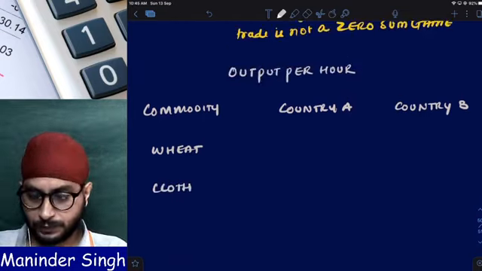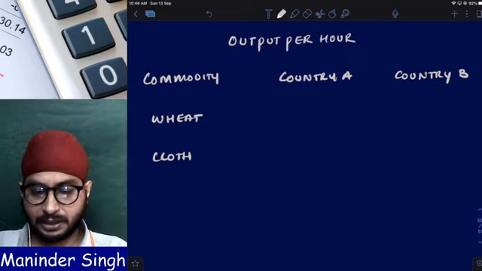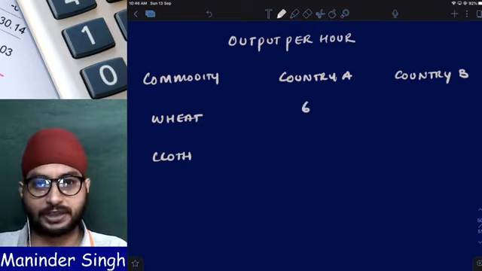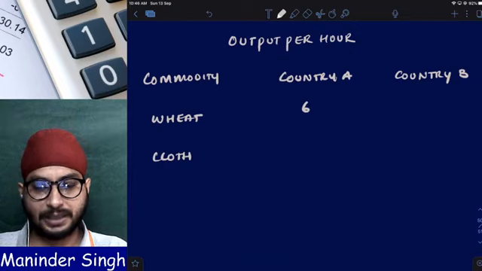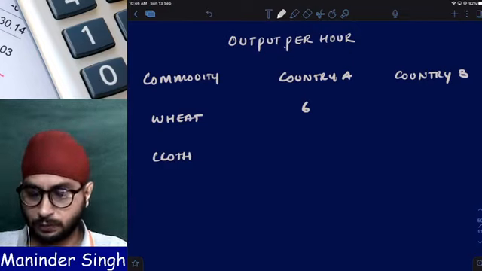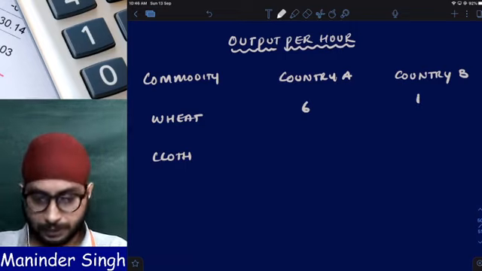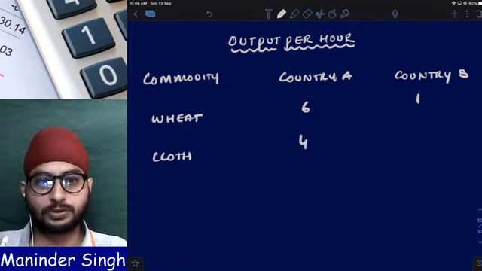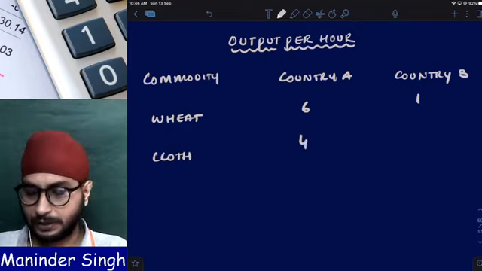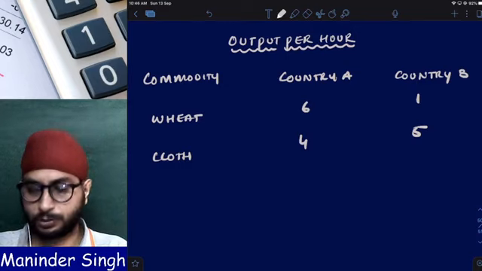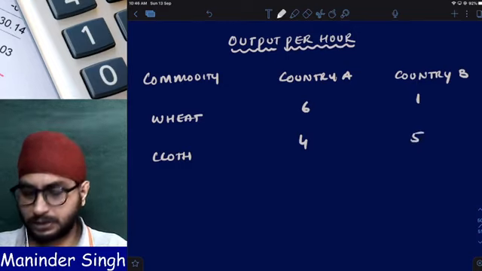Clear? Now country A, I repeat, is able to produce 6 units of wheat in how many hours? 1 hour. And country B is able to produce 1 unit of wheat in 1 hour. Clear? Now, country A is able to produce 4 units of cloth in 1 hour. And country B is able to produce 5 units of cloth in 1 hour.